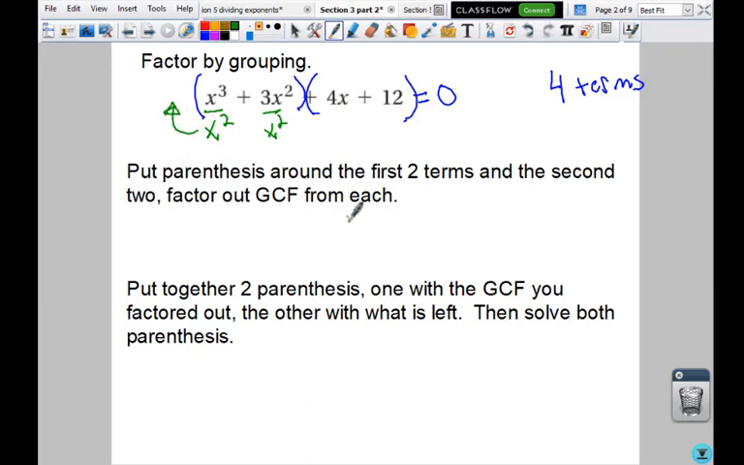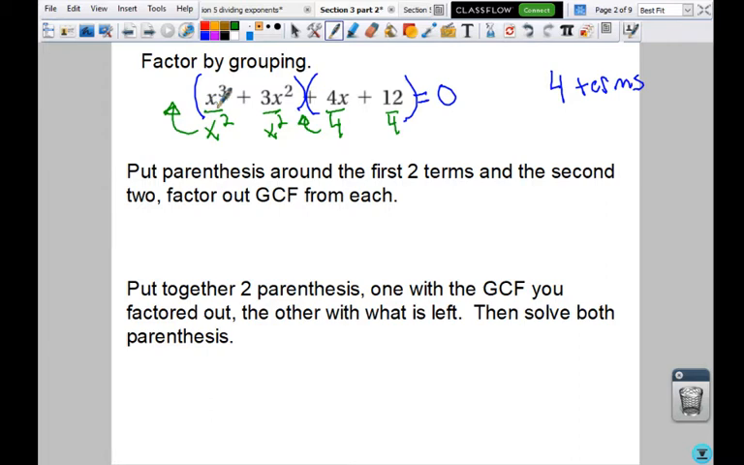Alright, let's look at the second one. What can I take out of a 4x and a 12? We can take out a 2, but we want the biggest number. 4. GCF is greatest common factor. So 2 works, but 4 is bigger. So take out the biggest number. So we're going to take a 4 out. We're going to factor it out there.